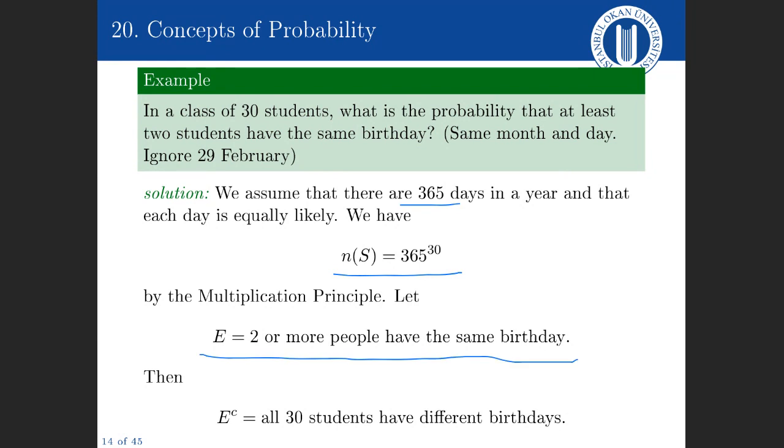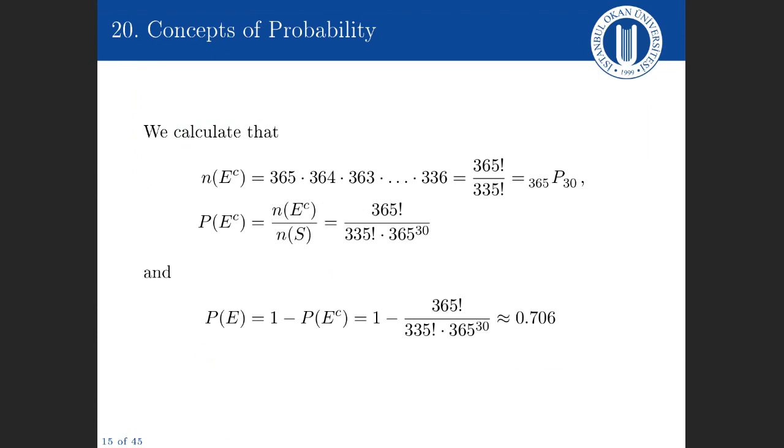Now, let E be the event that two or more people have the same birthday. This is the probability that we're trying to calculate. Instead, we're going to look at the complement of E. We're going to look at the event that all 30 students have different birthdays. First, we'll calculate the probability of E complement, and then we'll do 1 minus this to get the probability of E. And here's the calculation.